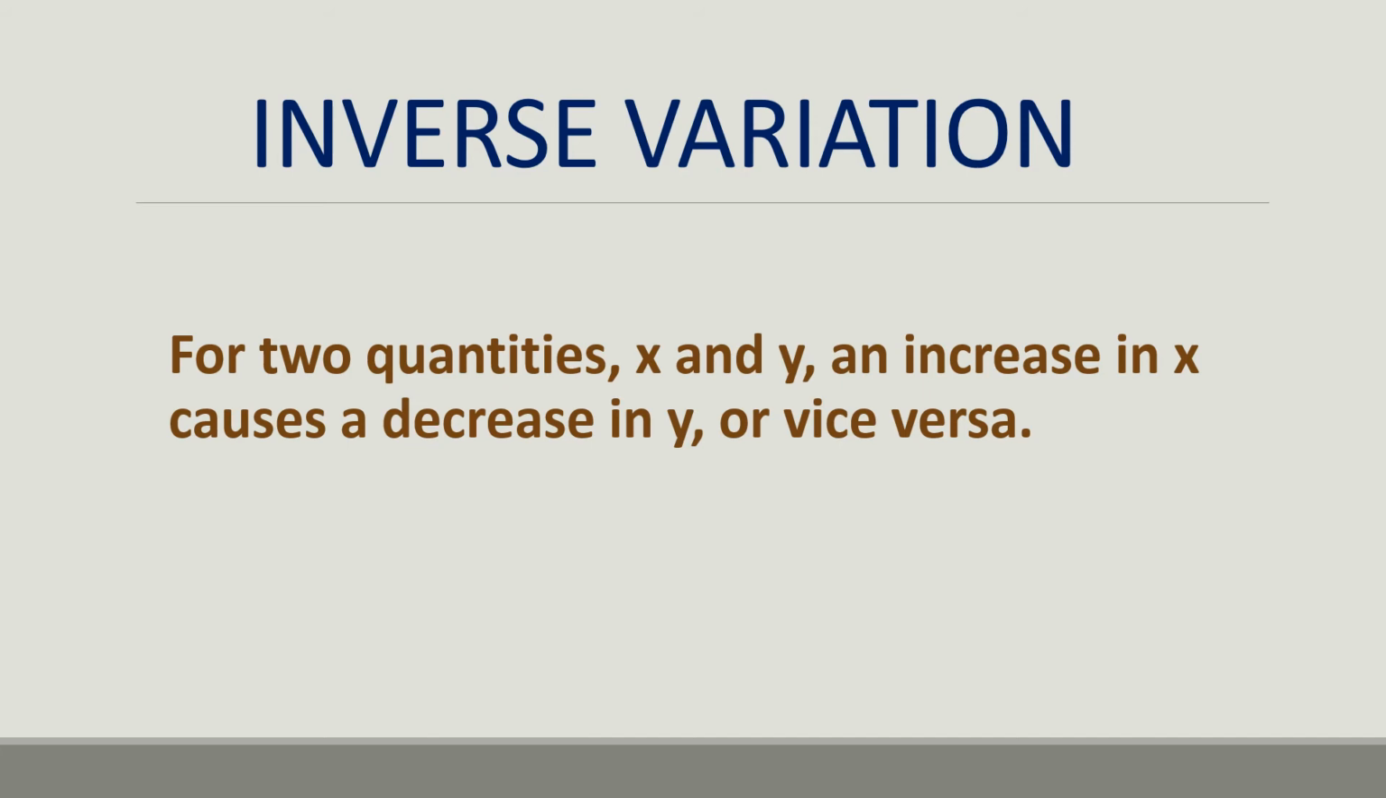For two quantities x and y, an increase in x causes a decrease in y, or vice versa. This time, it's the opposite of the direct variation. Because imagine, an increase in x causes a decrease in y. And an increase in y causes a decrease in x. Okay, let's have examples.